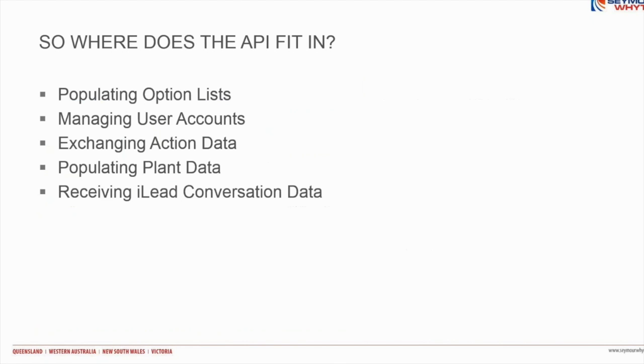So where does the API fit with all of this? Similar to the last guys, we started with populating option lists and segmenting option lists by project, managing user accounts as well. When a new user is created in our safety database, we create the user in iForm. We generate a password, set that, and our system emails that to the users, so they've got a fairly seamless first authentication experience.